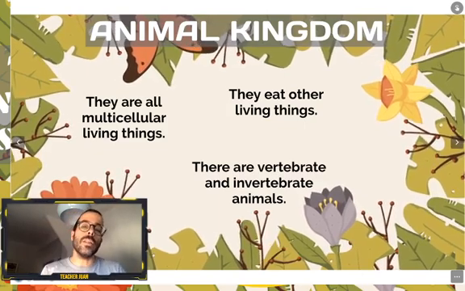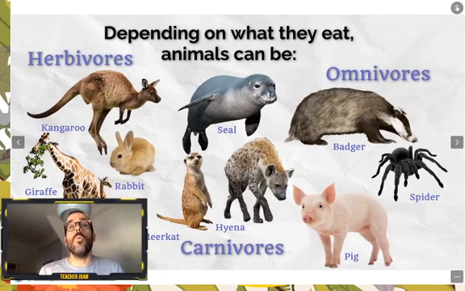And related to this, we can distinguish, depending on what the animals eat, herbivores, okay, that eat just plants. Here you can see a kangaroo, the rabbit, the giraffe, I bet you know thousands of them, but they are herbivores because they only eat plants. And on the other side, we've got carnivores, animals that eat meat, eat other animals. We've got the seal, the hyena here, and the meerkat. Look, they are carnivores, okay?